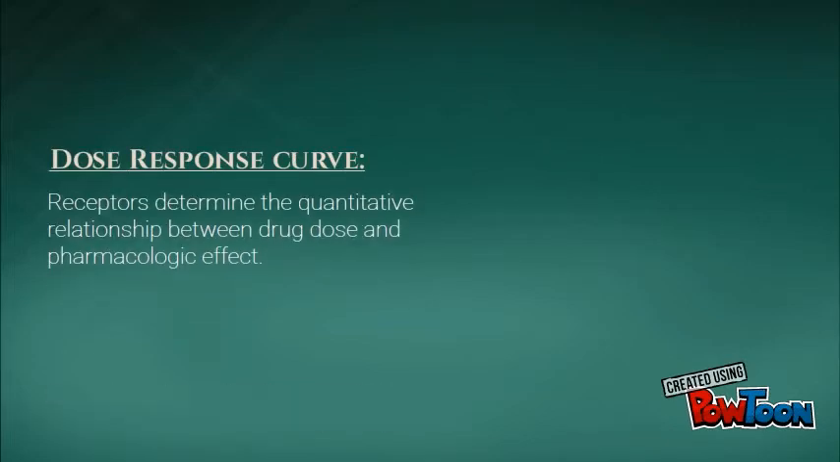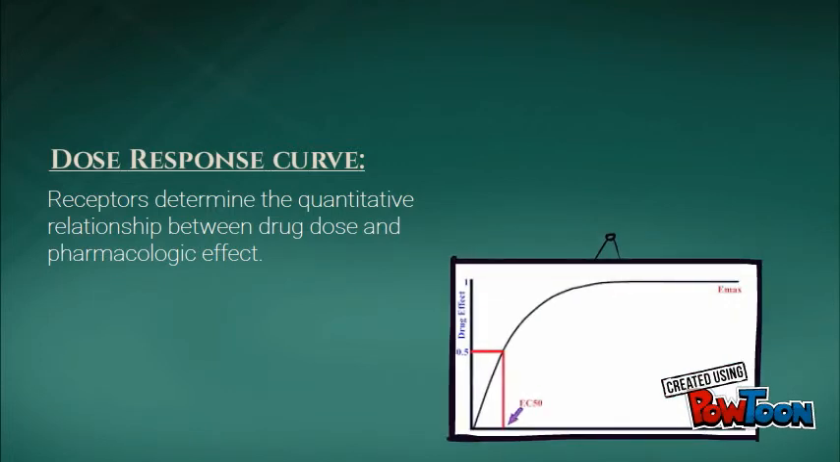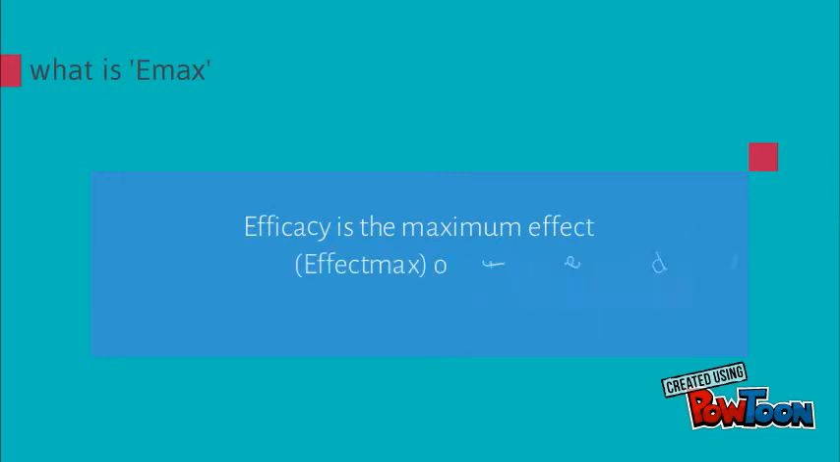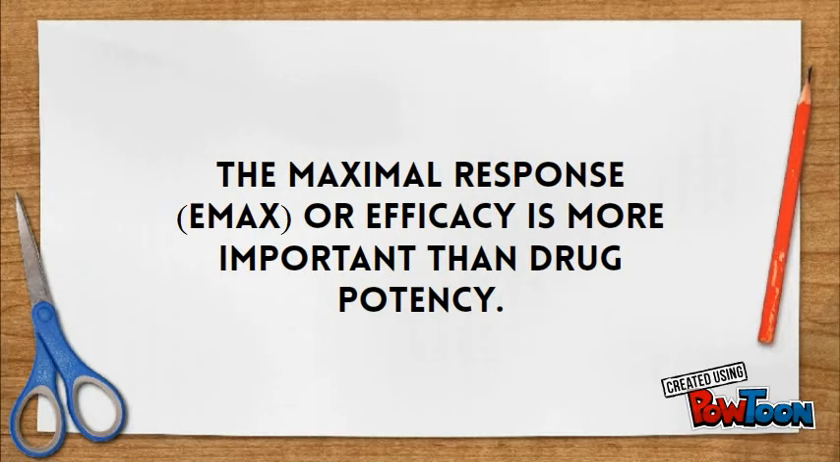Quantitative aspects of receptors. Dose-response curve. Receptors determine the quantitative relationship between drug dose and pharmacologic effect. What is Emax? Efficacy is the maximum effect, Emax, of a drug. The maximal response, Emax, or efficacy is more important than drug potency.